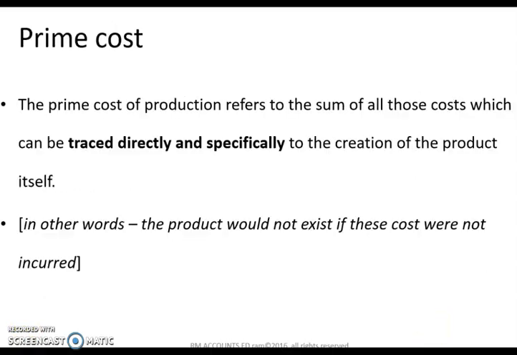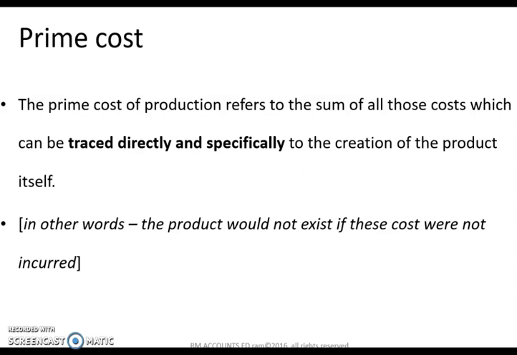All right, so let's look at prime costs. Now, prime costs is the cost of production where we can trace all the expenditure that went into the production. If we could trace it directly and specifically to the creation of the product, we call that the prime cost. In other words, the product has no existence unless these expenses, these costs that we expense, occur.